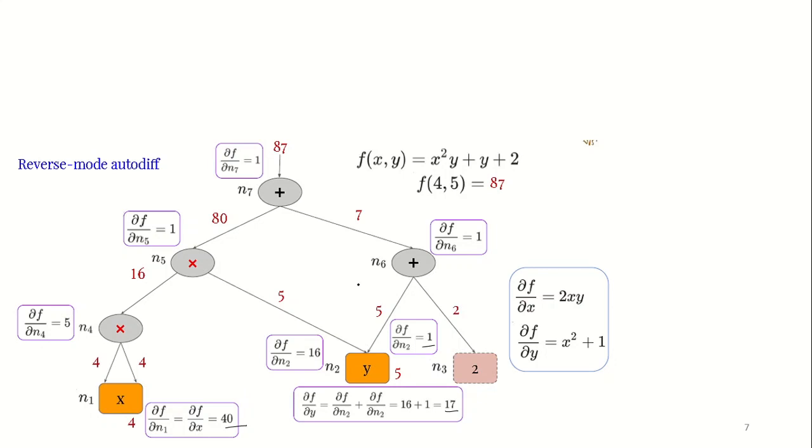So we can just cross check it with the manual evaluation. So ∂f/∂x is 2xy. So 2 into 4 into 5. That will give you 40. So the same answer we got here. And ∂f/∂y is x square plus 1, that is 4 square plus 1, which is equal to 17. So the answer we got here. Okay. So we can confirm that this autodiff will give you the same answer as that of the manual evaluation.